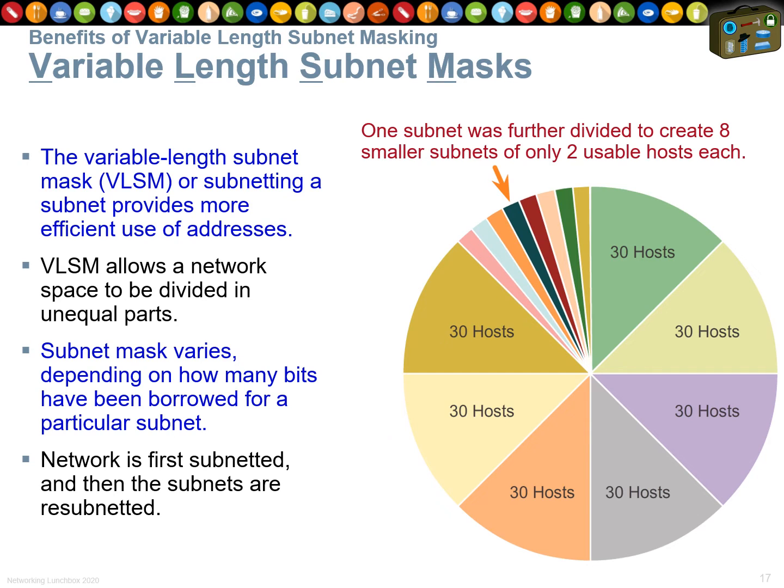And each one of those 8 chunks only has the capacity for 2 hosts per network. And these are perfect for our WAN links. So VLSM, or variable length subnet masking, is just subnetting a subnet.